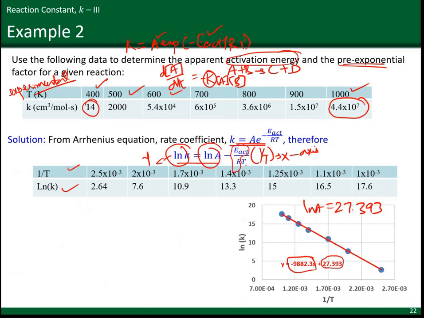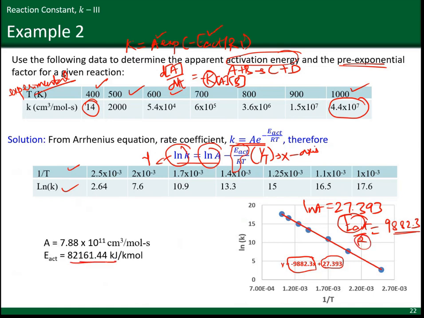Okay, 1 by T is the x-axis. So activation energy by R is equal to 9882.3. Okay, so once you have these numbers, I can find the activation energy by simply multiplying the slope with the universal gas constant, and when I do that, this is the value that I get, and I can get A by simply taking the exponential of this number, right? Exponential of 27.393 will give me this number. So this is really, really simple. This is basic math, right?